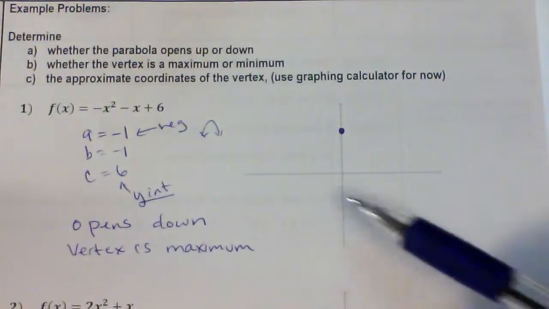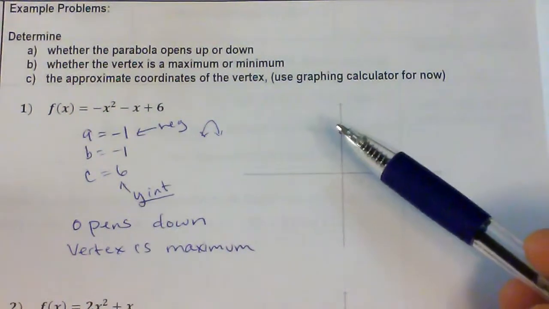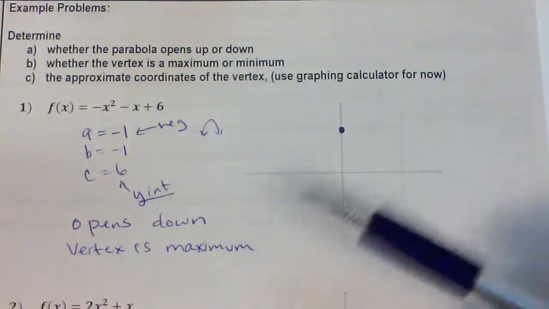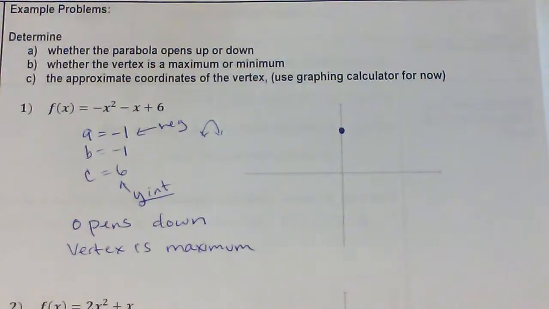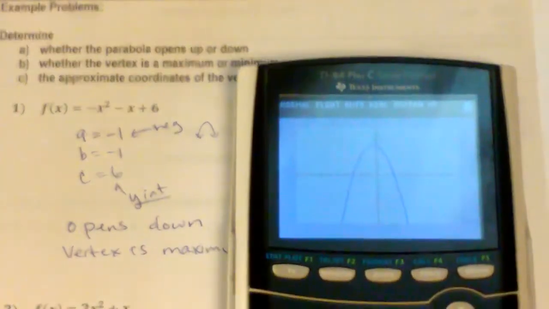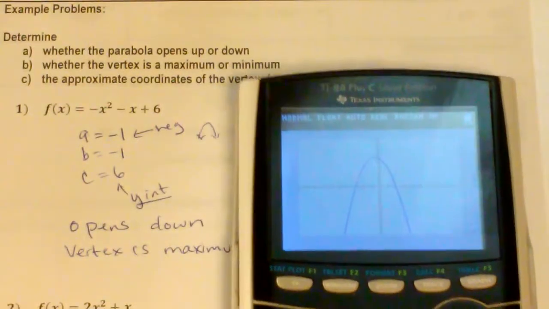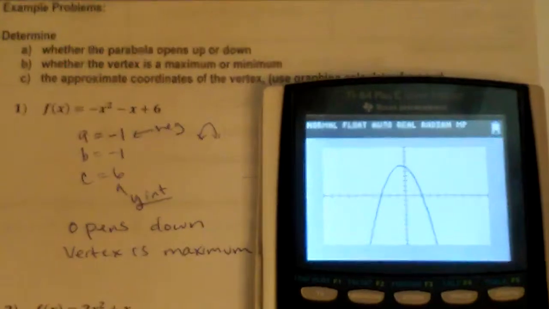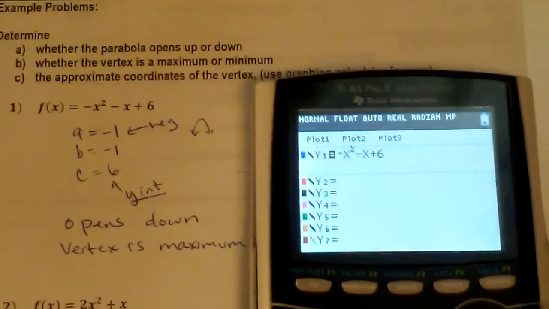Now let's use our graphing calculator and maybe figure out some other critical points, and particularly the vertex. So I've got my graphing calculator here. Hopefully this shows up pretty well. Oh, it looks kind of fuzzy. Oh, that's better. All right, so I'm in the y equals menu.